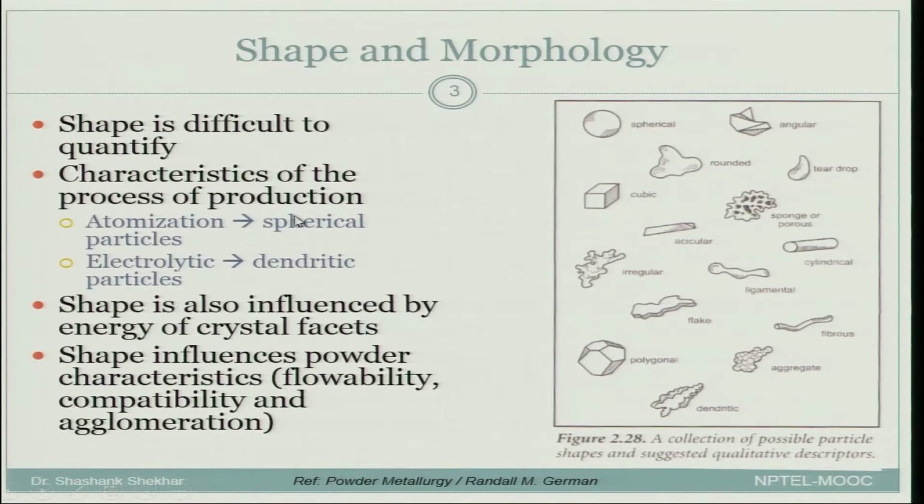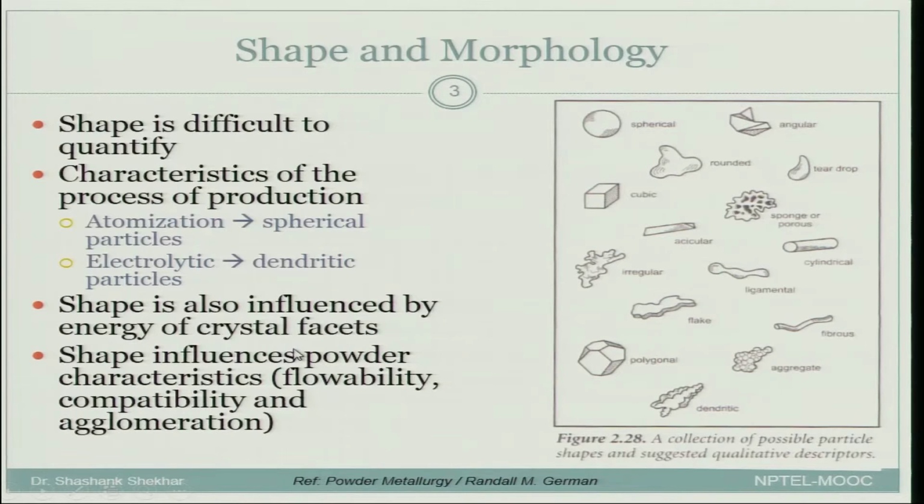Now the shape and morphology of the powders depend mainly on what particular process of production has been used. For example, atomization on an average will always produce spherical particles. On the other hand, the electrolytic process will produce something like spongy or dendritic particles. So the powder shape and morphology is greatly determined by the process that you use. It is also influenced by the energy of the crystal facets. For example, some of the crystal facets may be very slow growing, and therefore they will be overcome by the other faster growing planes, and in that case you would see some faceted structure.